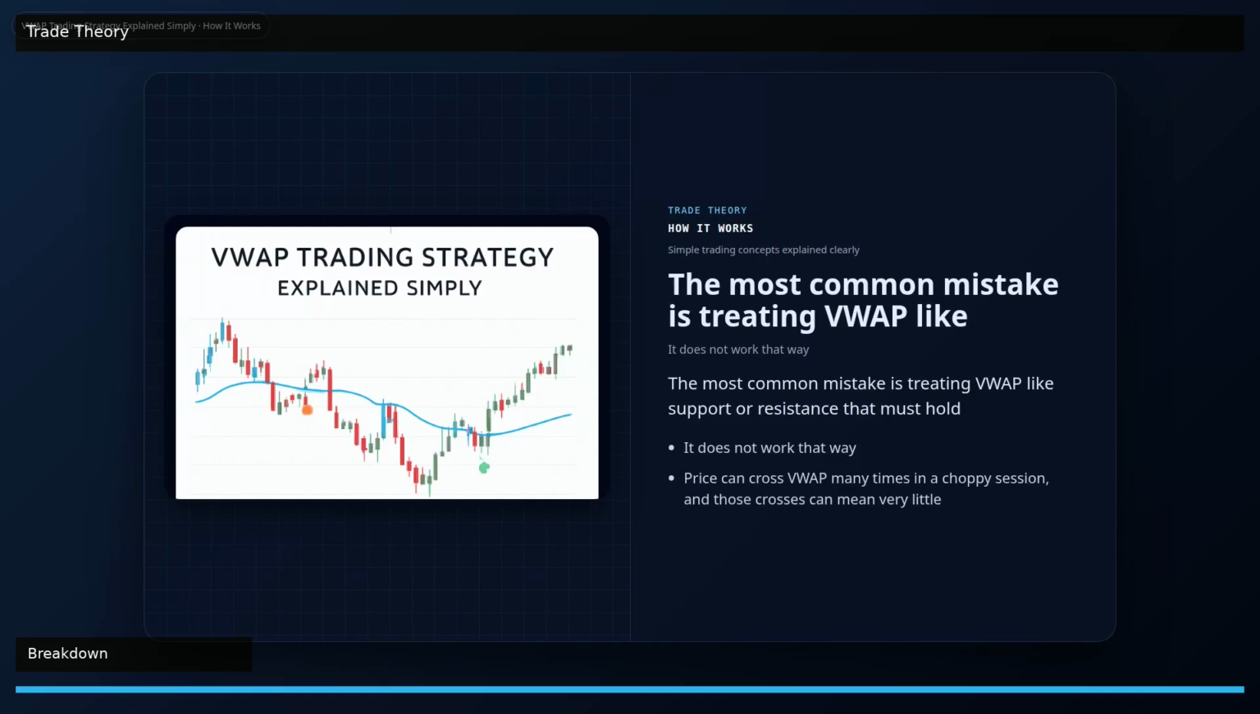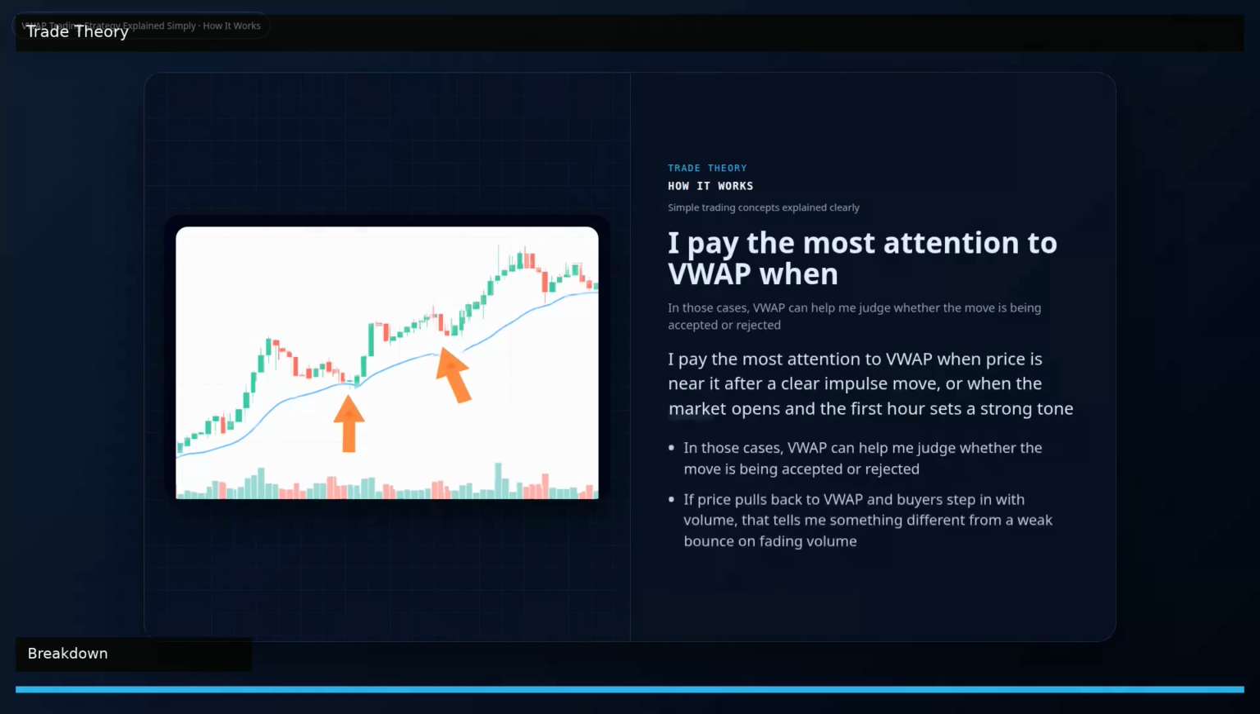VWAP is far more useful on active intraday names with real volume than on thin stocks where a few trades can distort the line. It is also less useful after the market has already spent hours trending hard in one direction, because the line can lag badly behind the move. I pay the most attention to VWAP when price is near it after a clear impulse move, or when the market opens and the first hour sets a strong tone.